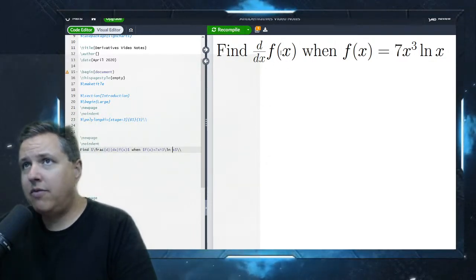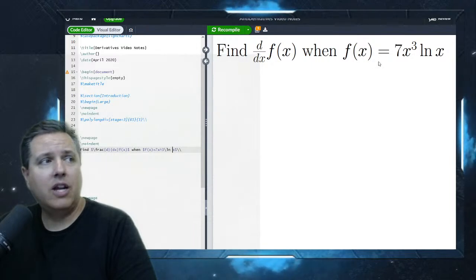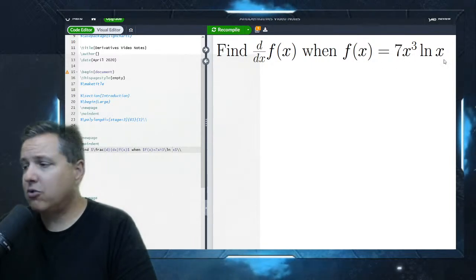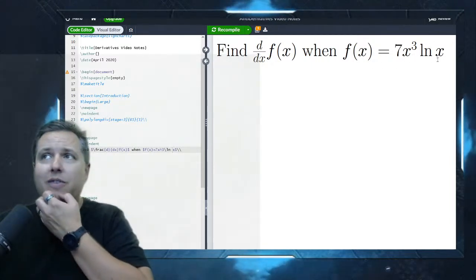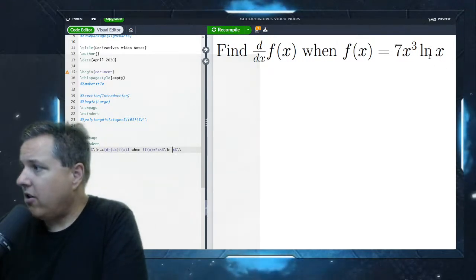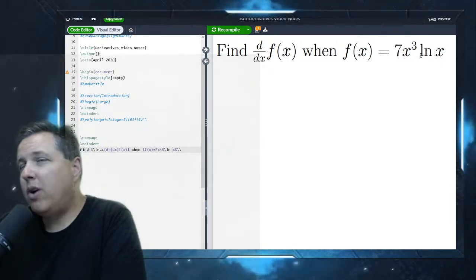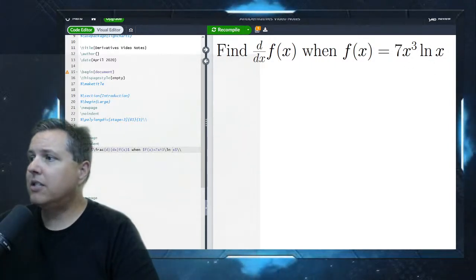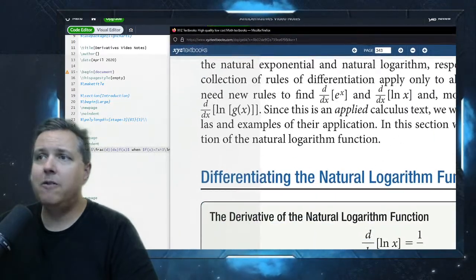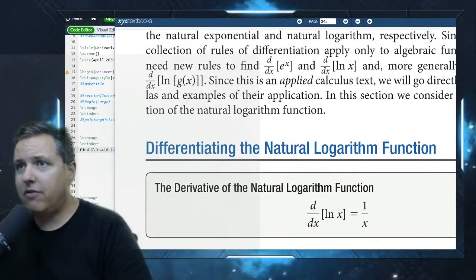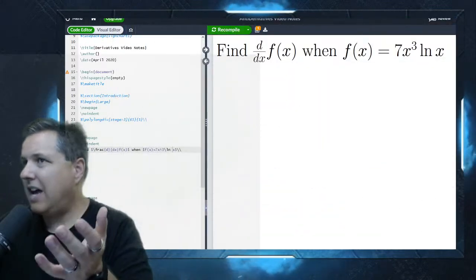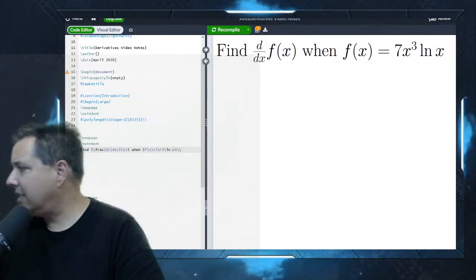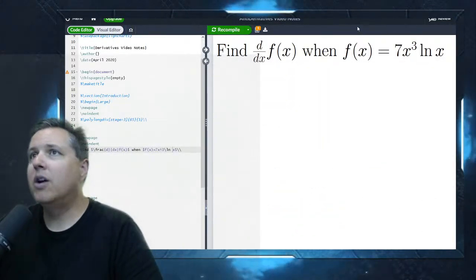So find the derivative of f of x when the function f of x is 7x cubed natural log of x. So notice we've got that natural log of x sitting there. So we know when we get to the point where we're going to have to take the derivative of the natural log of x piece, we already know what that is. That was given in the problem right here. The derivative of natural log of x is 1 over x. But we can't just dive into that yet. We have to consider the larger problem that we're working on.